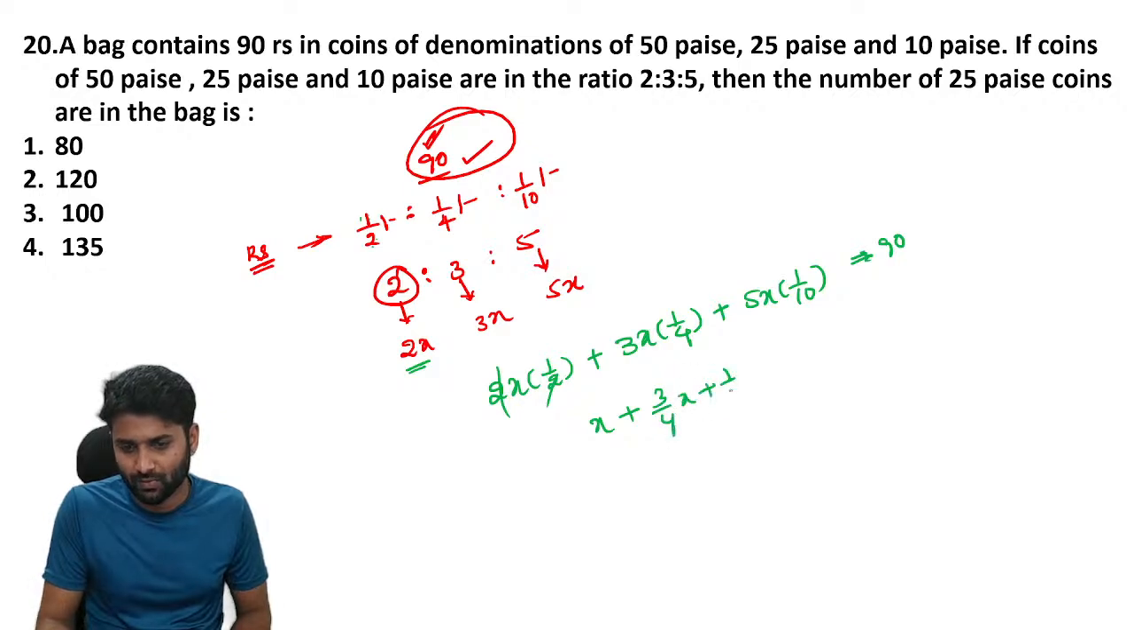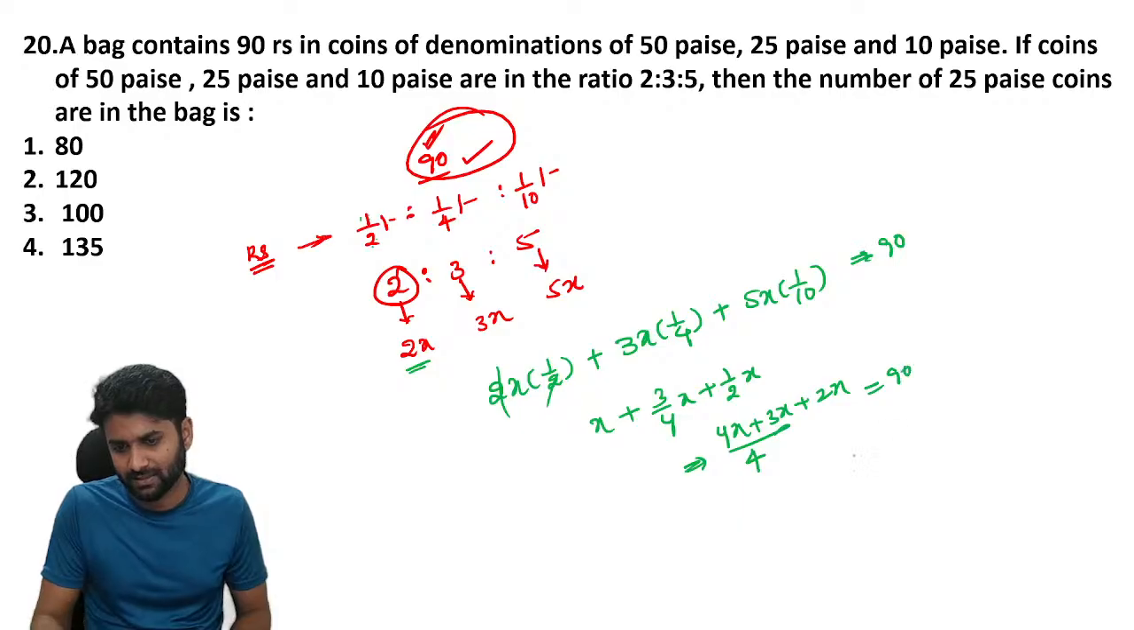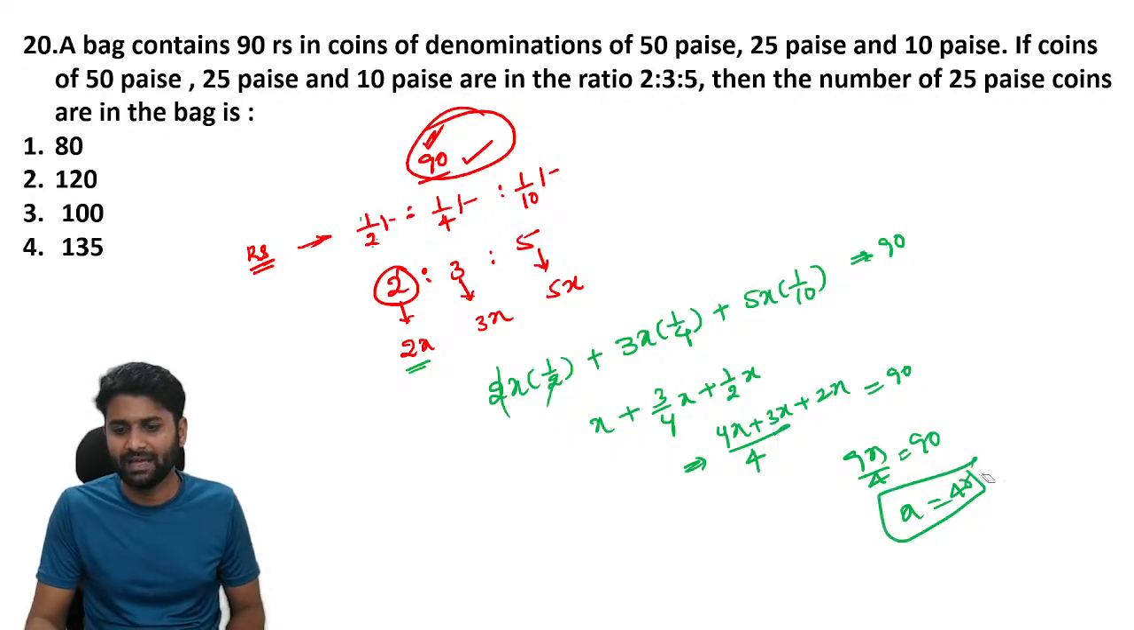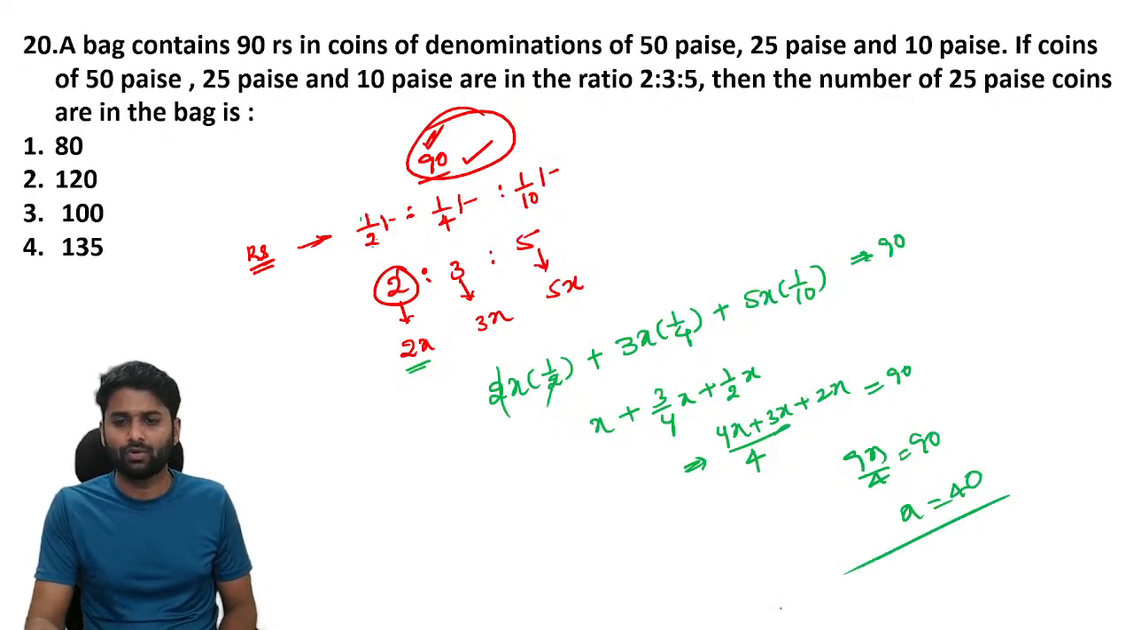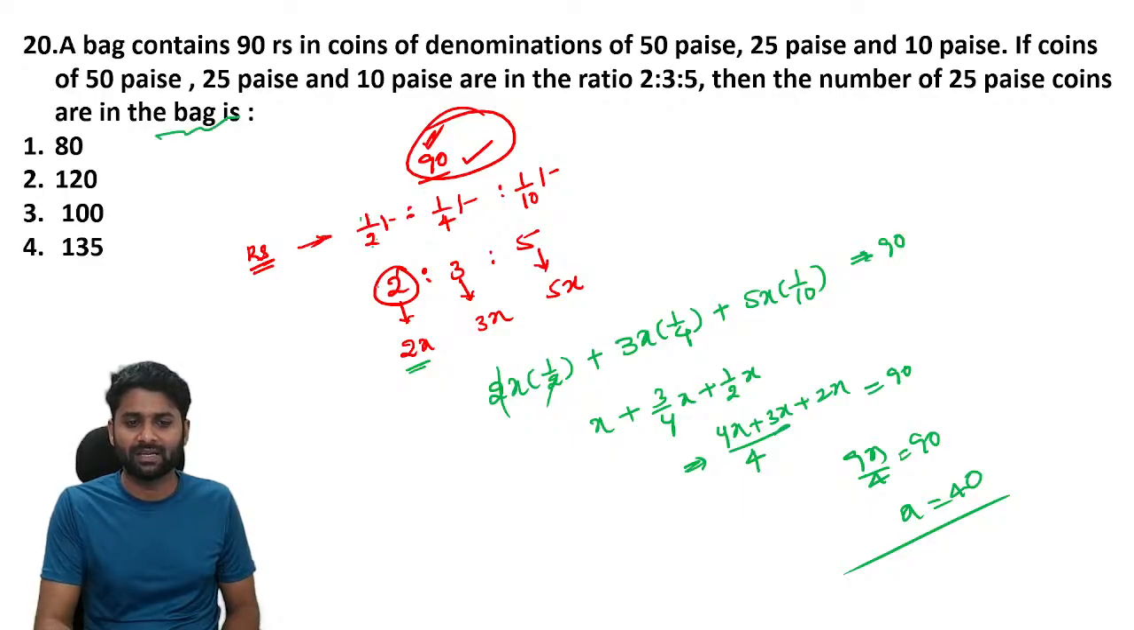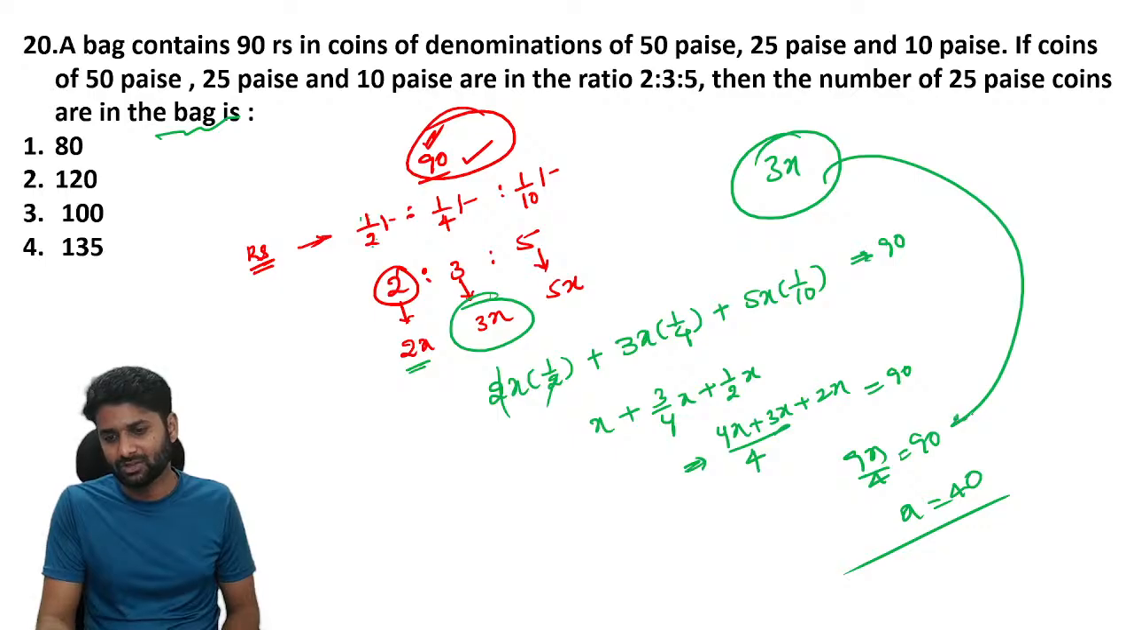So just go through the simplification. The denominator is 4. Now 4x, 3x, 2x is equal to 90. 9x by 4 is equal to 90. Then x is equal to 40. Now you will get the x value as 40. Another question: how many 25 paisa coins are in the bag? So how many 1/4 are there? So 3x. So 3 is multiplied with 40. Then it becomes 120.